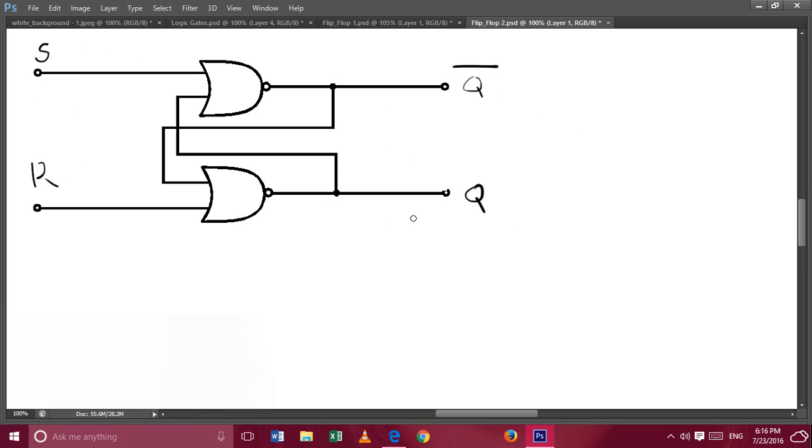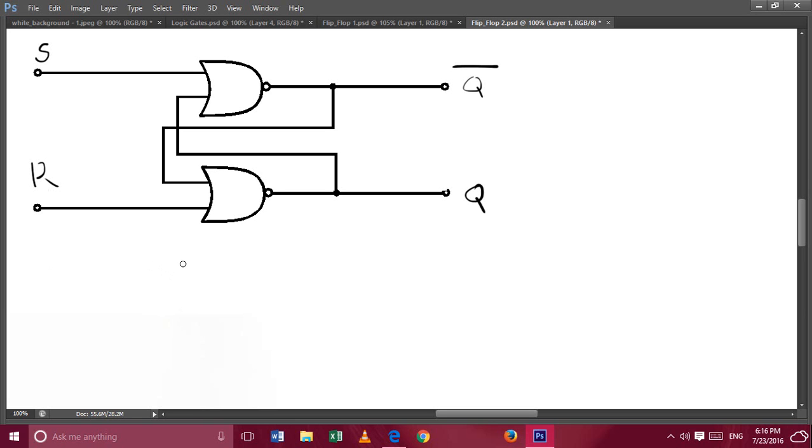So usually the output is across from S, right? If you put S here, the output should be here in this circuit, in 2 NOR gates circuit. Or if you put the S here, it's up to you. If you want to put the S here, expect the output to be right here. Okay? Okay. So to do the truth table for this one, we're going to put S.